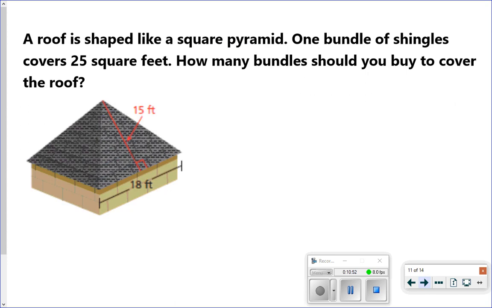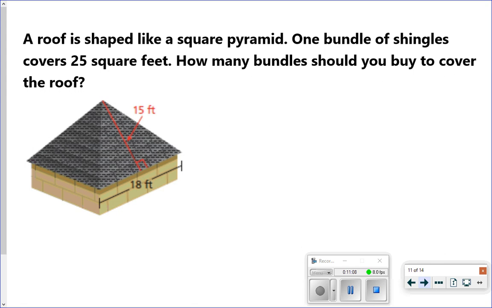All right, so let's take a look at the story problem. It says a roof is shaped like a square pyramid. One bundle of shingles covers 25 square feet. How many bundles should you buy to cover the roof? So we're talking about how much we need on the outside of the roof. And so that's surface area.